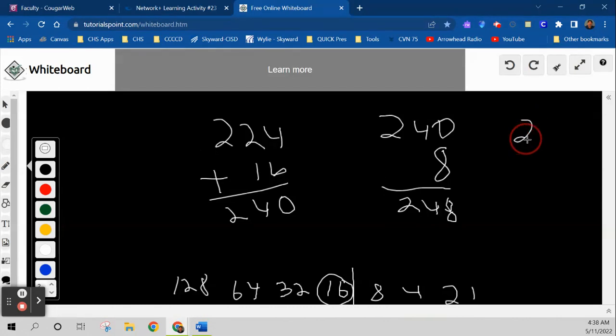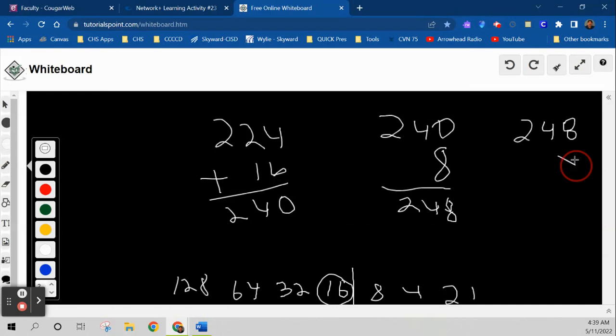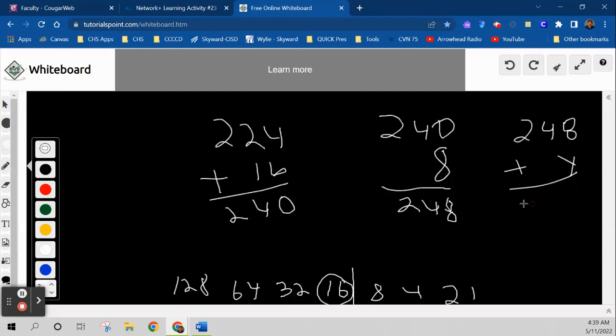And if this is 248, and I add, that was 8, and I'm going to add 4 more. Sorry about the 4. That'll be 252. And this is where I borrowed 1, 2, 3, 4, 5, 6 bits. This is where I borrowed 1, 2, 3, 4, 5 bits. So I just kind of put that out there. So this is 6 bits that I borrowed.